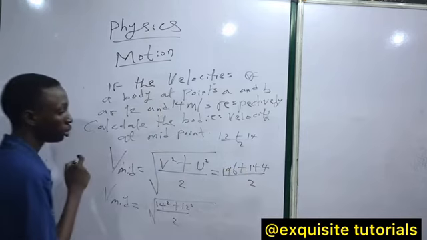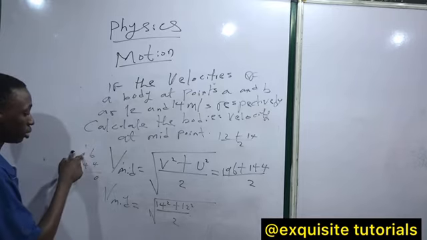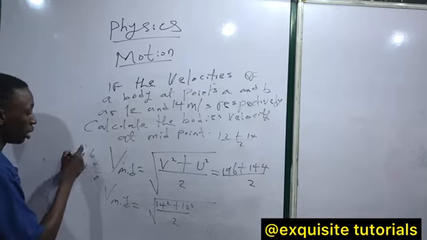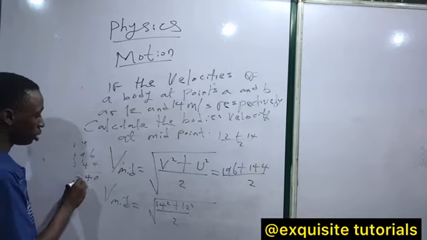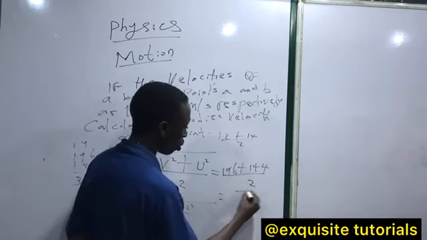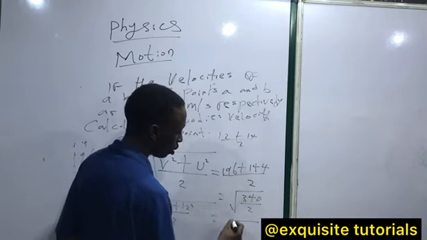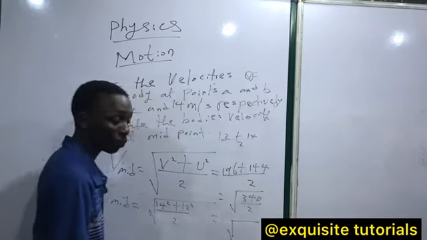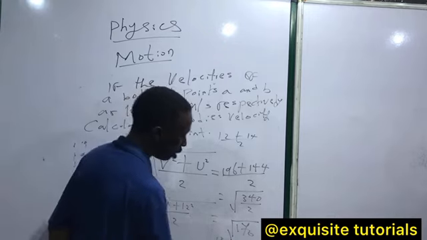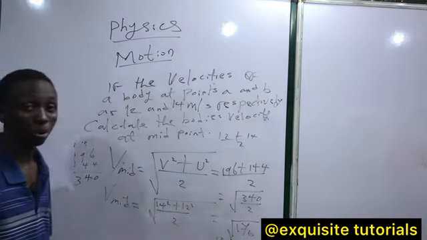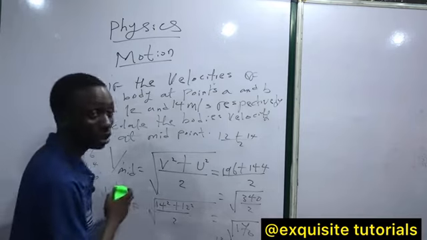Add this and this. 196 plus 144 gives us 340. That should give us the square root of 340 over 2. 340 divided by 2 is 170. The square root of 170 should give us 13 point something, and that will be the accurate answer to the question. So this is the formula for midway velocity. Please take note of it.